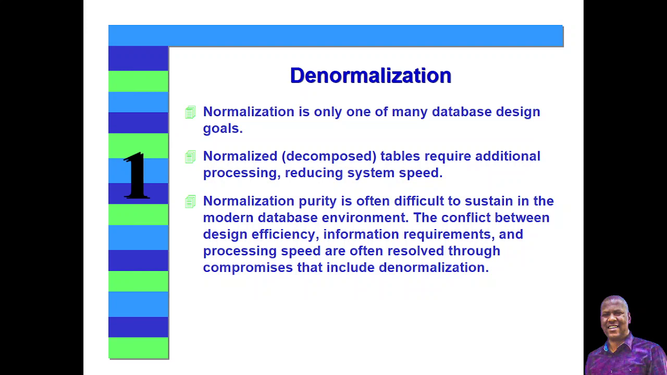Lastly, of course, we have fifth normal form, but we're not going to look at it. Where you need to decompose or remove the normalization, we refer to that as denormalization. So normalization is only one of many database design goals. We need to understand that normalization or denormalization can always happen, but in rare cases.